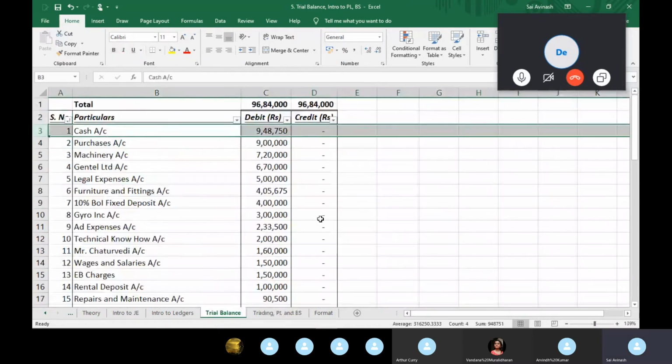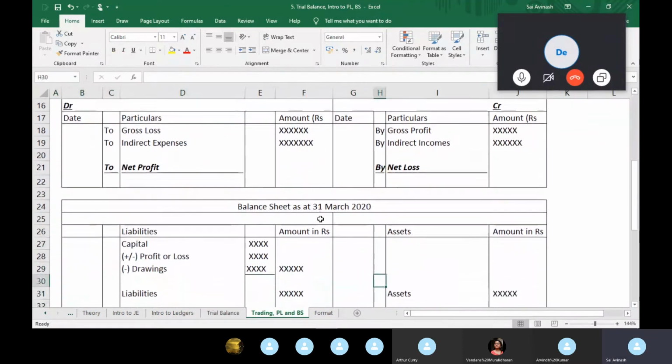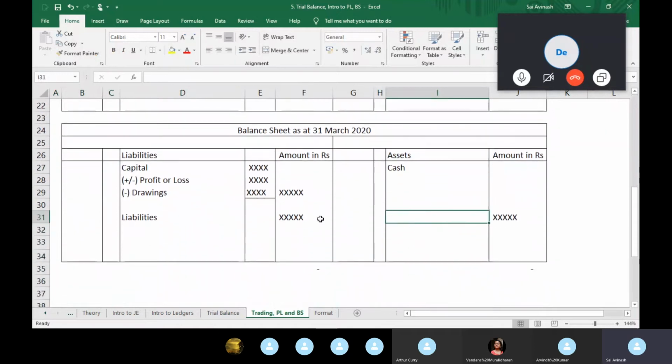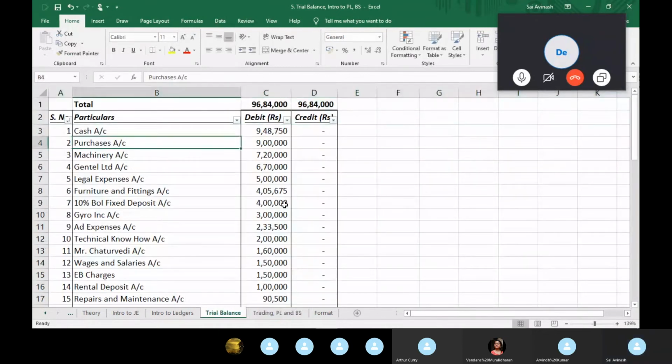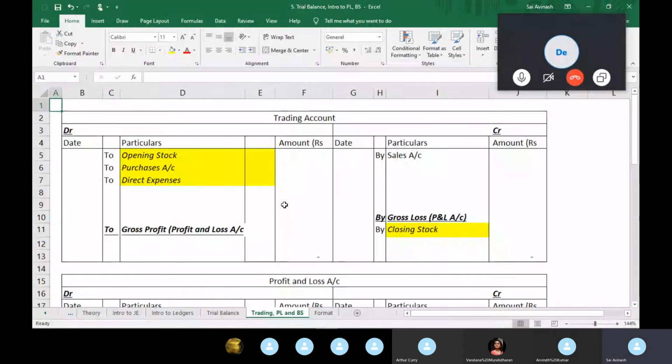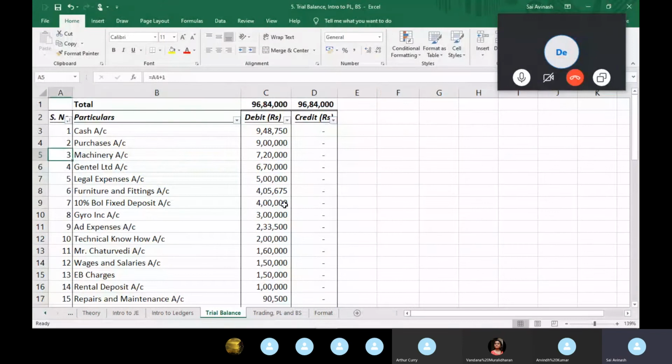What do we have? Cash account. So cash account is going to go as an asset, right? So my balance sheet, my first asset is cash account. You don't write account in the statement because it looks a bit messy. At the end of the day, it's a statement, right? So as long as you just represent the asset, it's fine. So cash, what's the balance? 9,48,750. Purchases, 9 lakh. So where do purchases go? Purchases go in the trading account. Purchases 9 lakh.